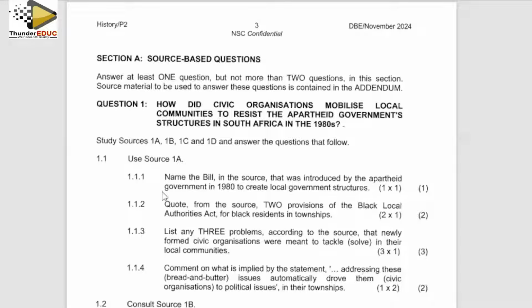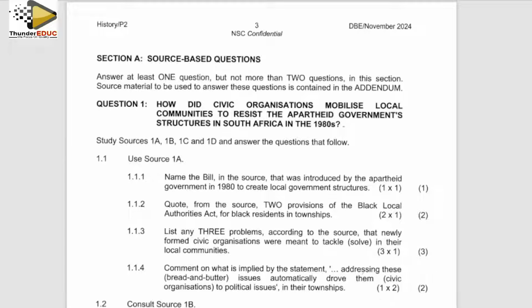List three problems according to the source that the newly formed civic organizations were meant to tackle or solve in their local communities. Right, again, if you check, it's a 3x1, it's a level 1 question. This question, again, is an extraction question where you are supposed to find information from the source. You're supposed to just go to the source and extract the relevant information. We want 3 problems that were supposed to be solved by the civic organizations in their local communities.